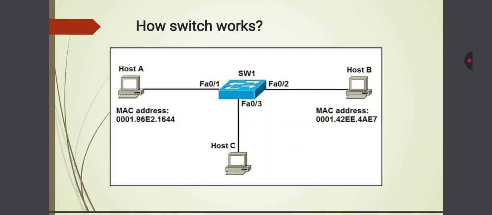You can see if host C wants to communicate again to host A, and if the switch has an entry of the MAC address of host A in its MAC table, then it is going to send a unicast message directly to host A.